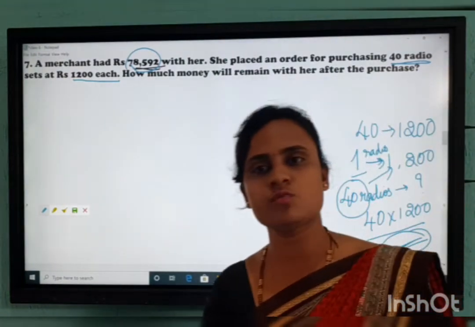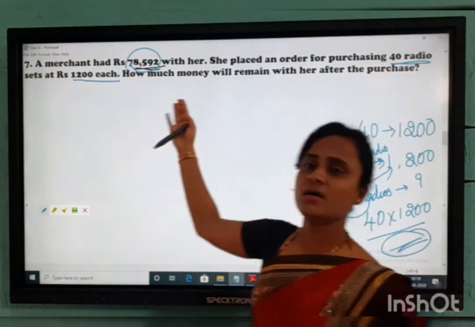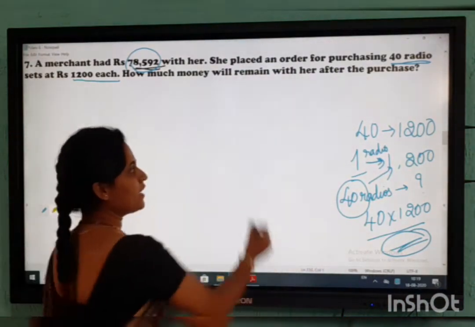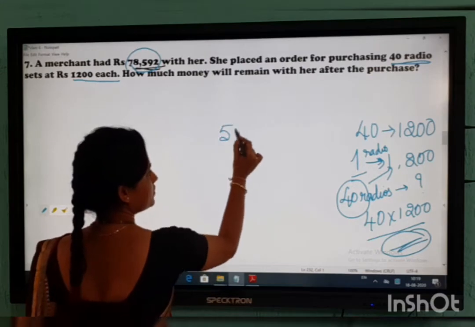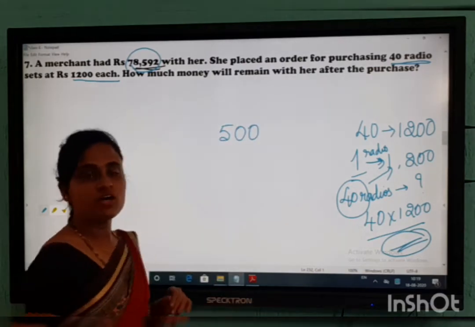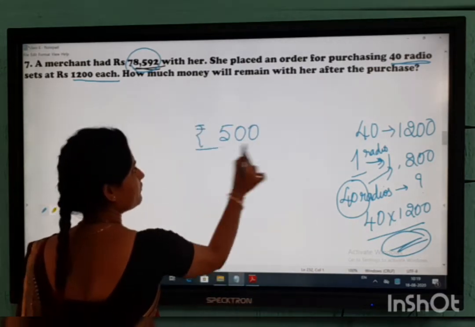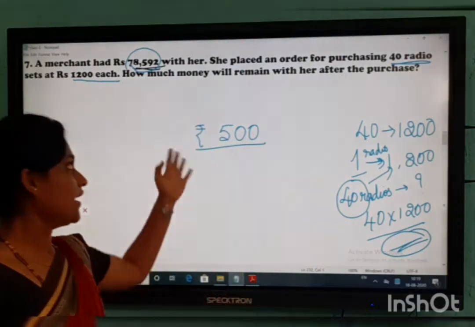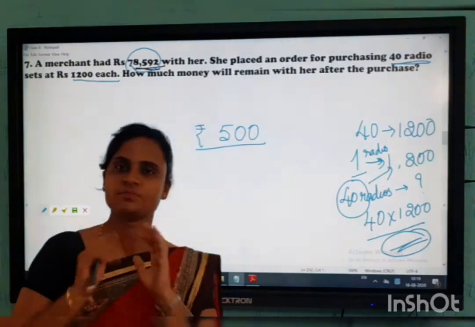This I will give you with a small example, okay? This is the bigger number. If you feel difficult, for that reason I am giving you the example. See now, you will be having 500 rupees. Now, your grandfather or your grandmother will give you 500 rupees for the festival.